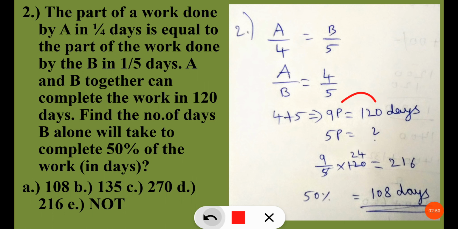Together, A and B completed the work in 120 days. Only B means it will take more than 120 days. So that's why more by less into 120. 9 by 5 into 120. It is 216 days. And we were asked to find out only 50% of the working days. So 216 by 2 equals 50%. 108 days is the right answer, option A. Moving to the third question.